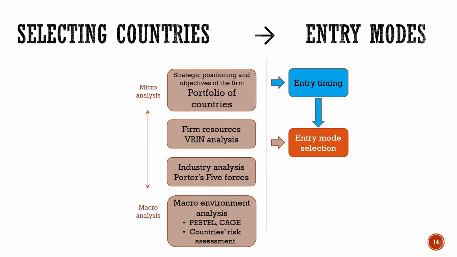At the level of the firm, we also have the green analysis to identify the relevant resources the company has to enter a particular country. At the industry level, we have the 5 forces model to evaluate the attractiveness of the industry in the given country. And at the macro level, we have different tools to assess countries' attractiveness: the PESTEL, the CAGE, and the country's risk assessment.